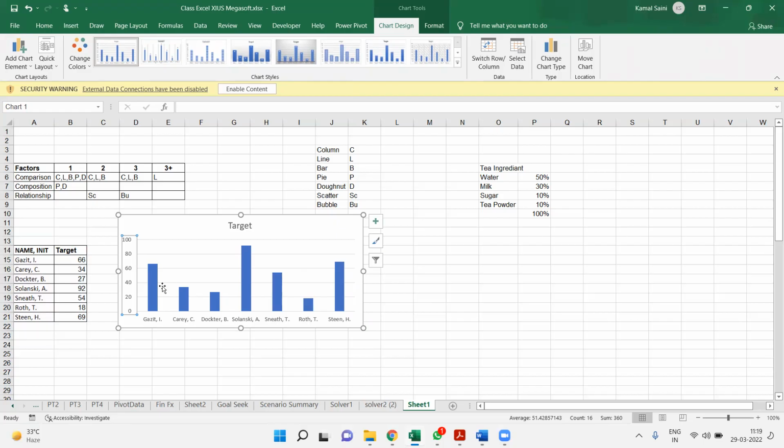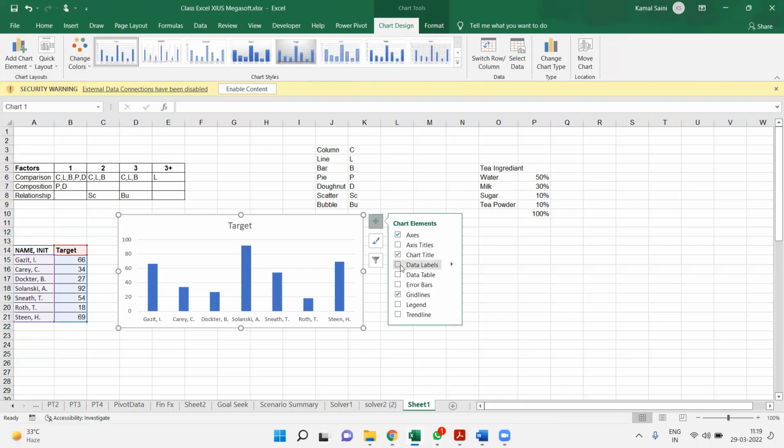Sometimes you see the values on each bar. Those are known as data labels. By clicking on this plus symbol, you will be able to enable it. See, I can easily see the values on them.